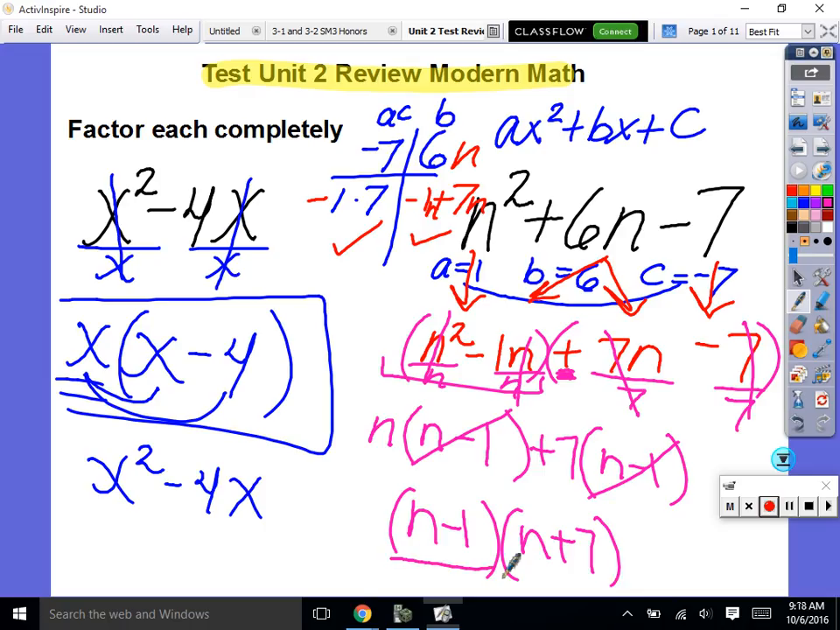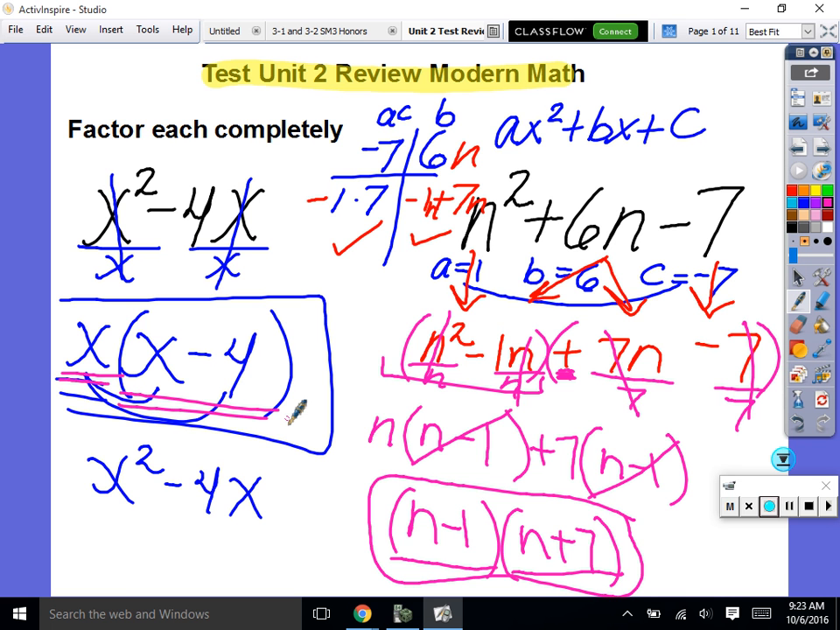Now we have two linear factors. Remember, linear means degree 1. That's when you know you're done with factoring. Does that make sense, everybody? So look at this example, then we end up with two linear factors. Degree 1, degree 1. Okay, are you guys ready to practice those on your test review?